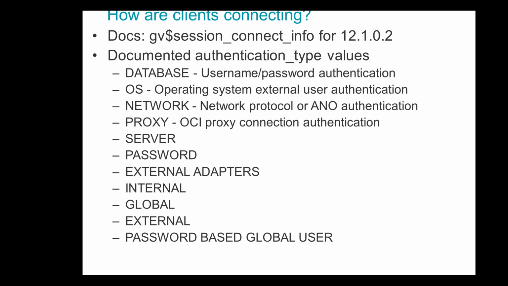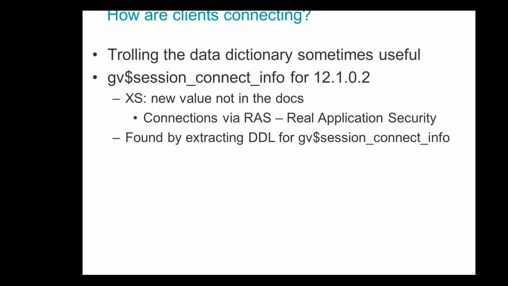So at the time of this writing, the latest version of the database is 12.1.0.2. The documented authentication type values are as appears, and this is the same as 11g. So I was curious, are there any new authentication types that have appeared that aren't documented yet? Because sometimes documentation doesn't always keep up with new versions of a product. And in this case, there happened to be another one.